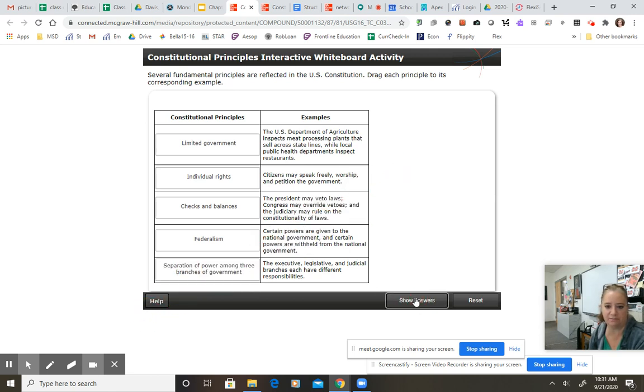Okay, let's see. You are correct. Oh, wait, we mixed up two. I lied. Federalism was the first one. Government and federalism. They're really close, though, so there's nothing I will do on a summative that makes you guys get mixed up on something like that.